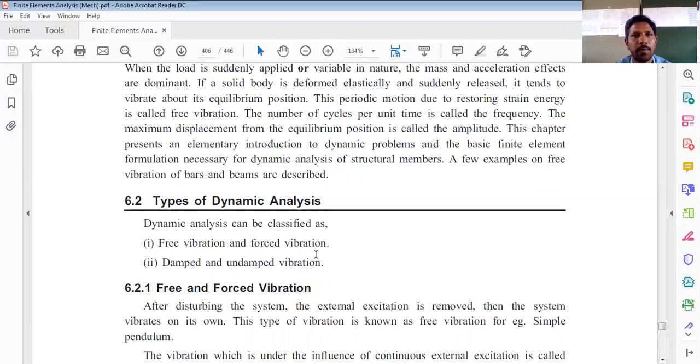Then we also know about the damped and undamped system. Any vibrating system will have three parameters in it: mass, stiffness, and damper. If there is no damper in the system, we call it an undamped system. And if there is a damper present in the system, then we call it the damped vibrating system.